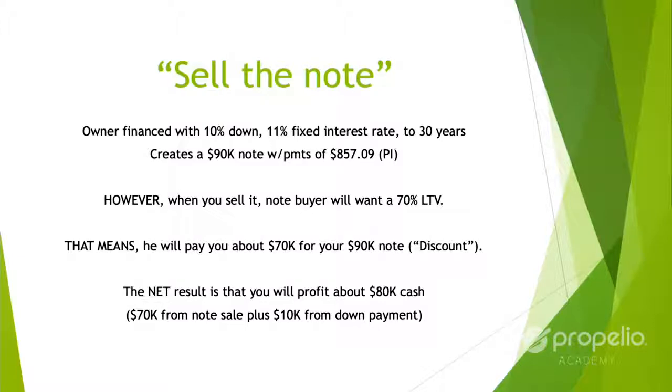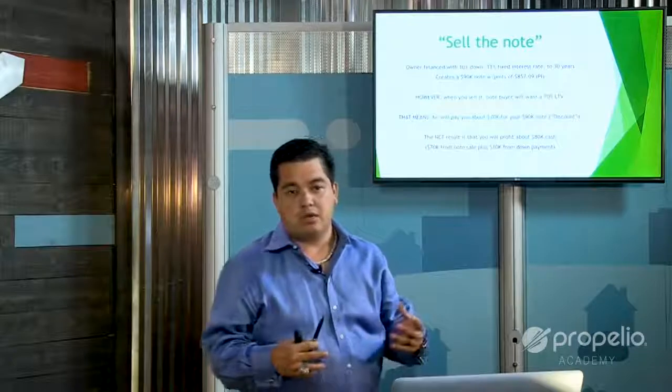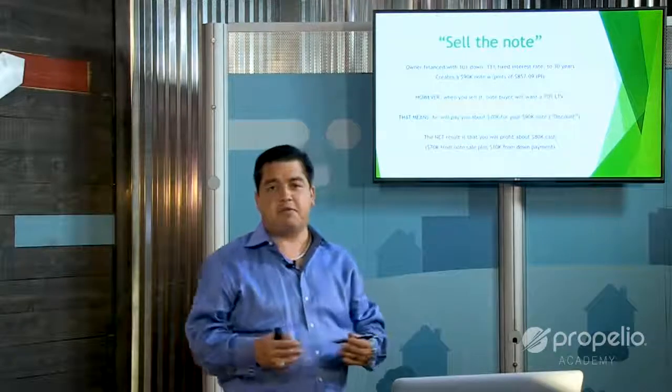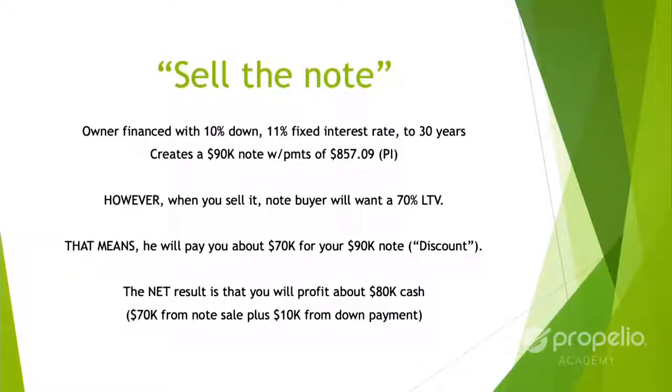If you were, for example, in a typical wholesale transaction, you might be selling it at 71, 72, 73% of ARV minus repairs. Well, now you can build a note and essentially sell it for 80% of ARV minus repairs in this situation. So it's a way for you to be able to pull your cash out and recycle it.